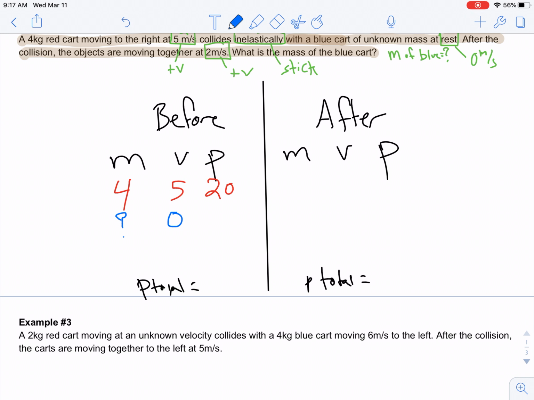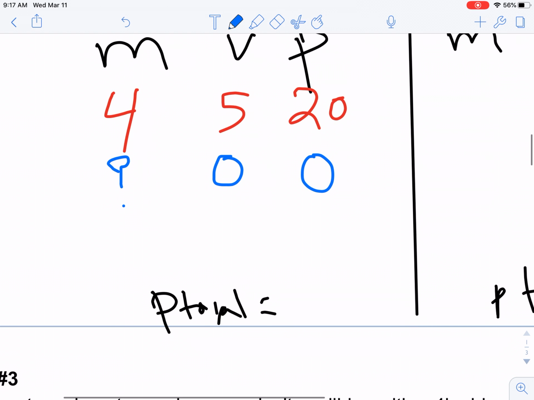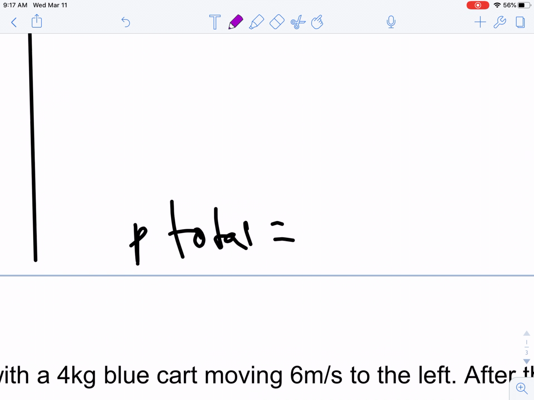I want this to trigger a mental note for you guys. If you know that mass times velocity equals momentum, and you have anything times 0, you know that your result will also be 0. So this blue cart doesn't have any momentum to start with. So we are allowed to add up the momentum of the two objects, which is positive 20, and we know because of the law of conservation of momentum that the momentum after the collision is also 20.